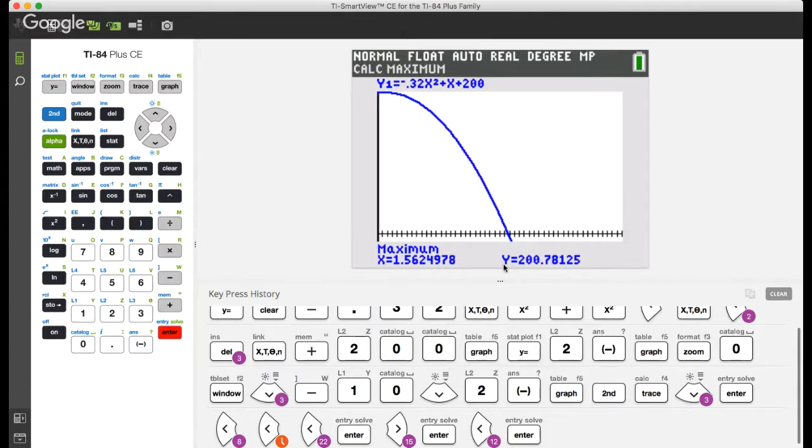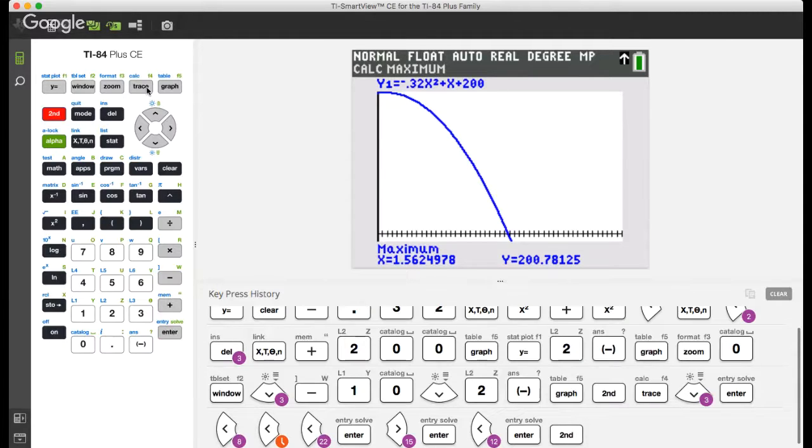The maximum height would be that maximum value, which would be 200.78. So that's kind of the A and B is what we hit on there. Now, C is asking, how far from the base of the cliff will the projectile strike the water? So what we're trying to do is find where this is going to be from the base of the cliff, which is here, where will it hit the water?